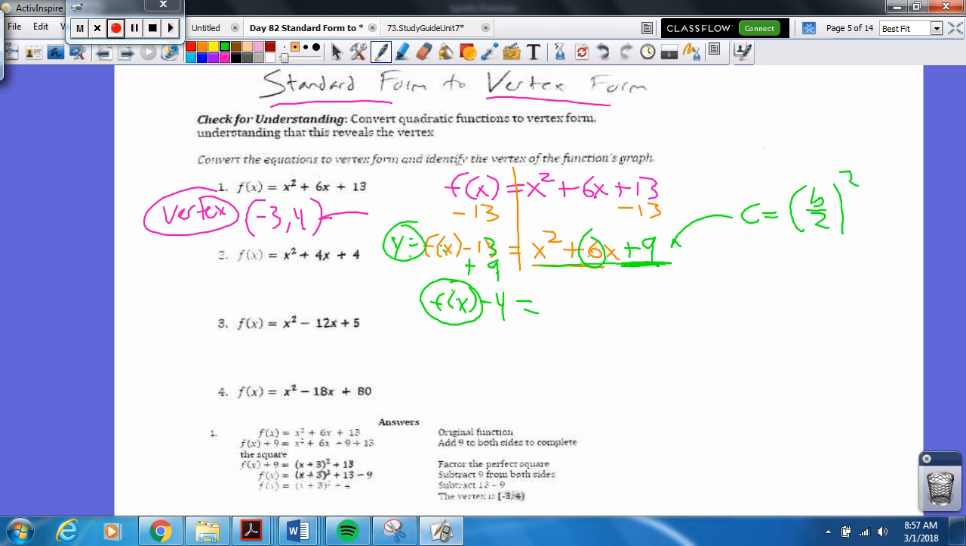Okay. Now what's this factored? Yeah. If you're confused, you go right here. So that's 3 and 3.